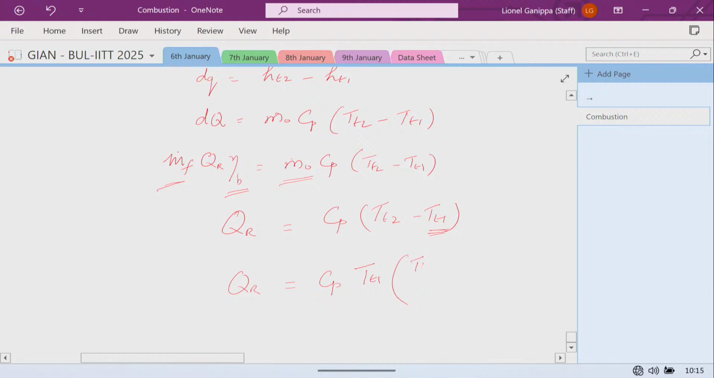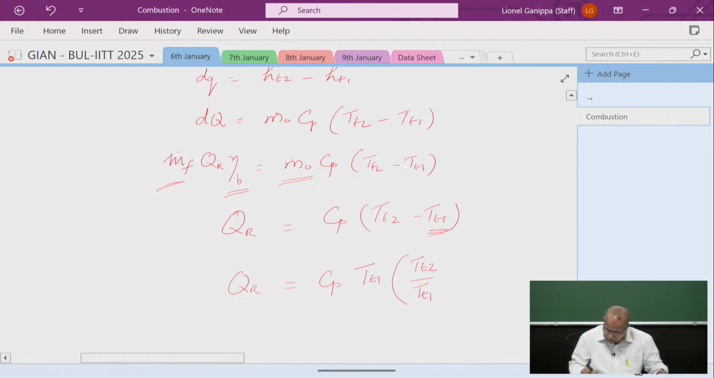TT1 outside. What will be the form? TT2 by TT1 minus 1. This is clear. Now this is given in the problem. The energy content is given as 1.163 into 10 power 6, it's a megajoule. So write this value here, 1.163 into 10 power 6 joule per kg K.